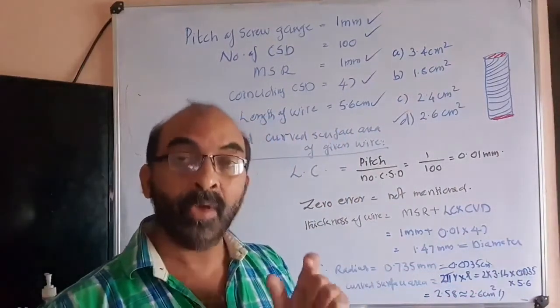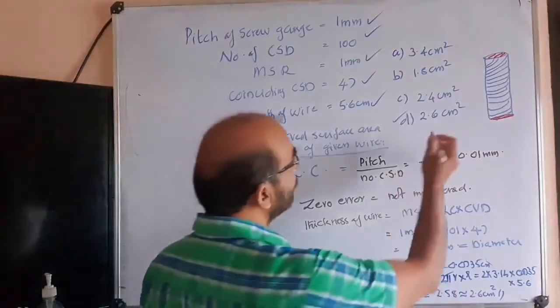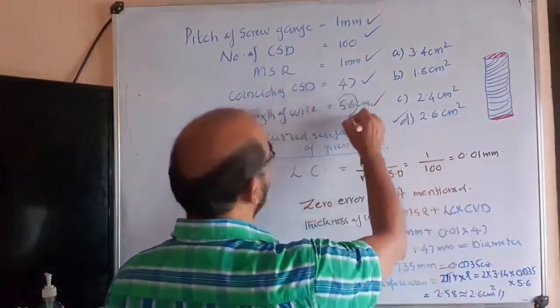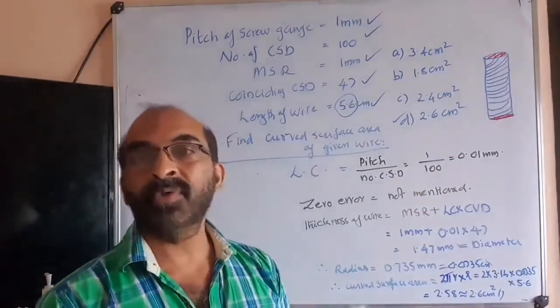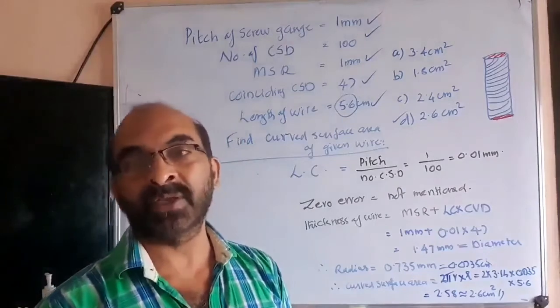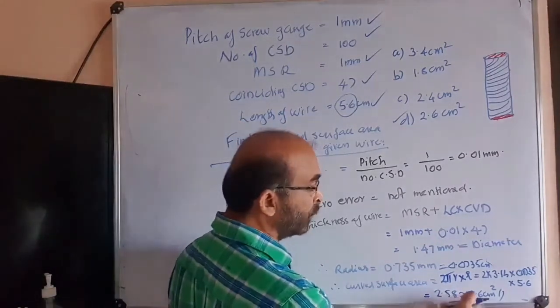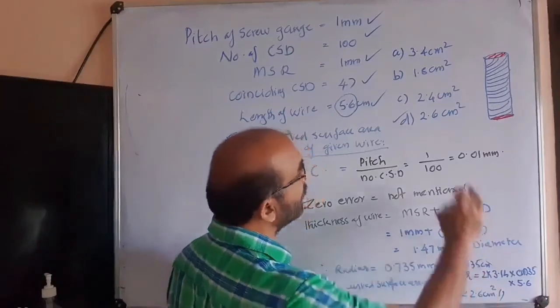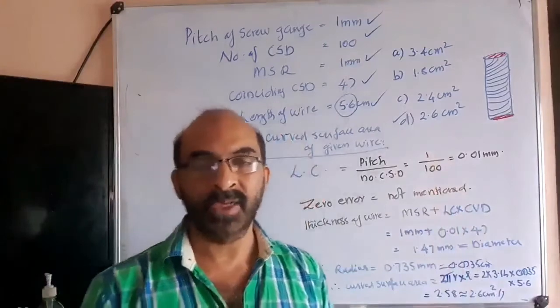Represent the answer to appropriate number of significant figures. See, this value given in the question has 2 significant figures only. So, in the answer, you can retain only 2 significant figures. So, 2.58 has been rounded off to 2.6 centimeter square, and D is our answer. Hope you understood that also.